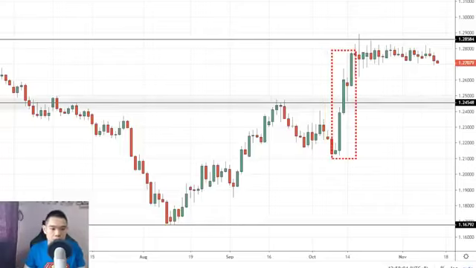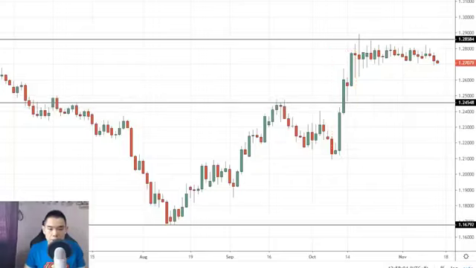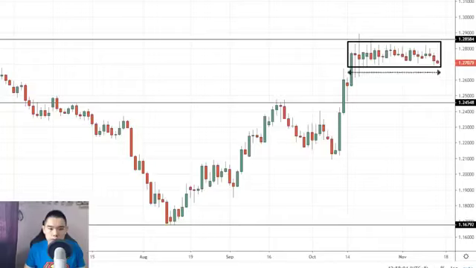They broke out of this area of resistance and buyers are in control. Then what happened is that volatility shrank, right? We went into this range over here and volatility in the markets shrank.